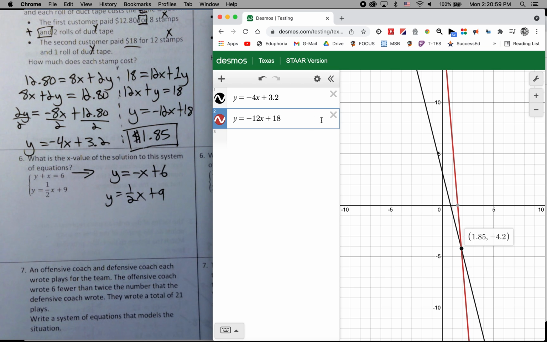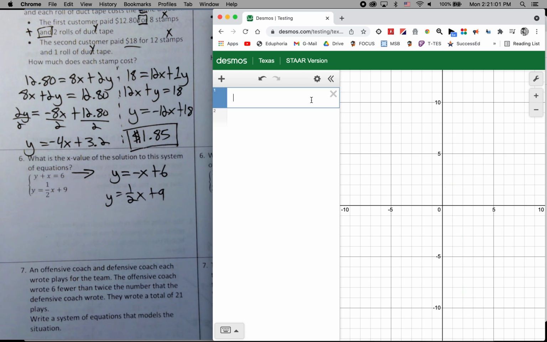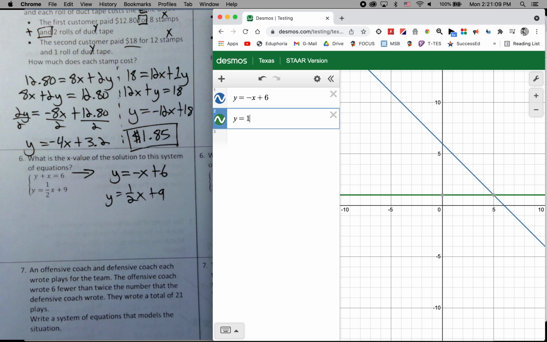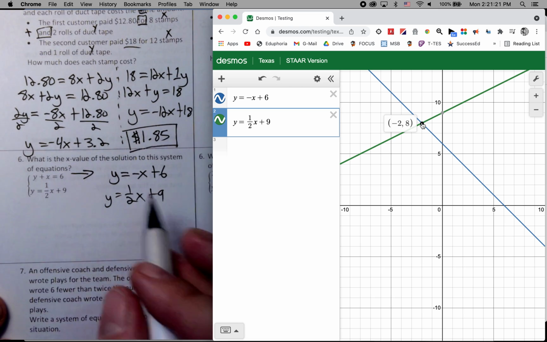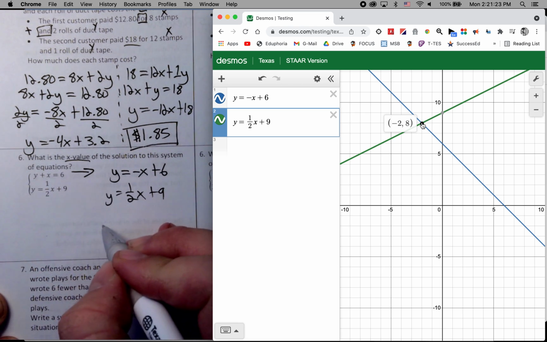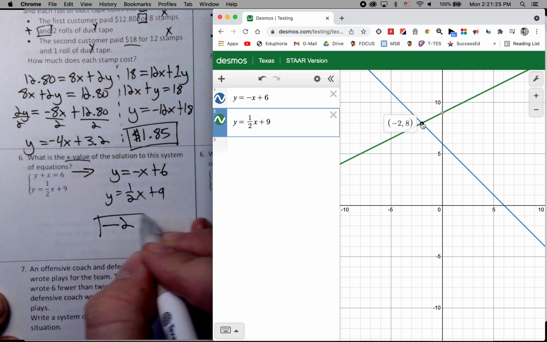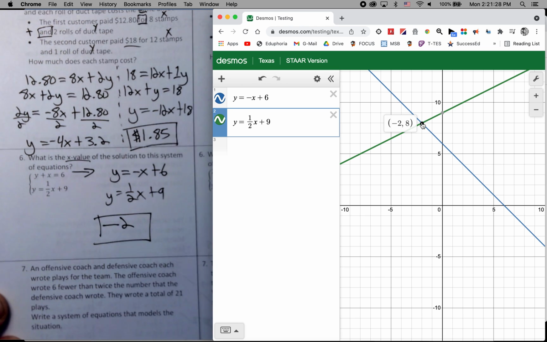Okay, so now all I got to do is just graph them. So y equals negative x plus 6. And then y equals 1 divided by 2. Oh, not 2 3. 2. Get out of the denominator. X plus 9. Okay, and then just click on where they cross. It gives me -2 comma 8, and I want to know the x value, so my answer is -2. Done.